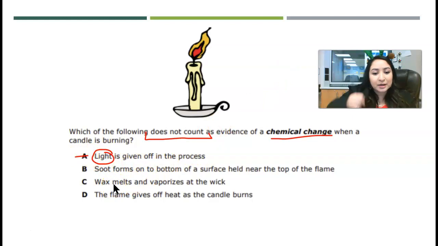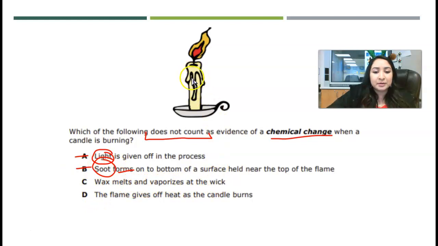Soot forms on the bottom of the surface held near the top of the flame. So this is like the burning part of it. So soot is something new that was produced from it, which is like the burning part of it, which we know when things are burnt, it is a chemical change. Wax melts and vaporizes at the wick.